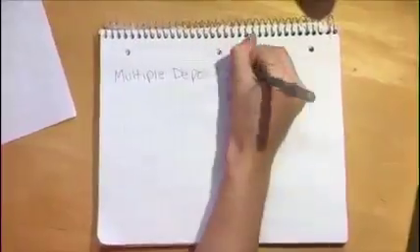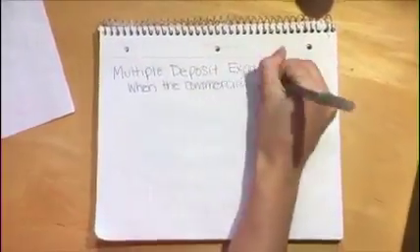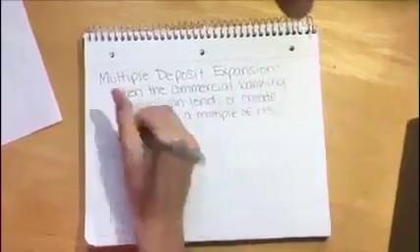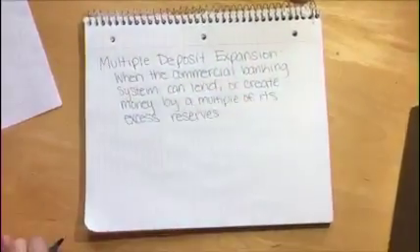Hello, everyone. We're here to talk about multiple deposit expansion, what it means to be loaned up, and the monetary multiplier. First, let's start with what multiple deposit expansion means. Multiple deposit expansion is when the commercial banking system can lend or create money by a multiple of its excess reserves. Sounds complicated, right? Okay, well, let's show you with a couple examples.